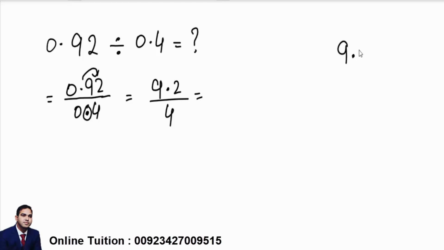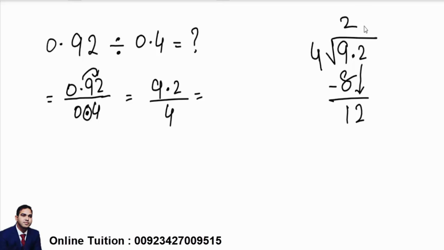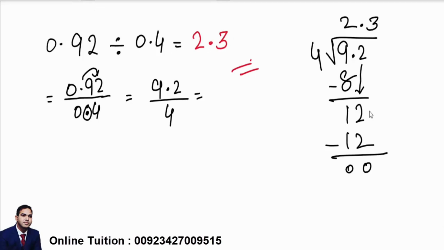How? 9.2 divided by 4. Okay, now 4 twos are 8. This is 1. 9 minus 8 is equal to 1. So 1 is less than 4. Take this 2 over here, this 2 and this point is here. Now 4 threes are 12. This is 0 and this is 0. And your answer is 2.3. This is your answer.